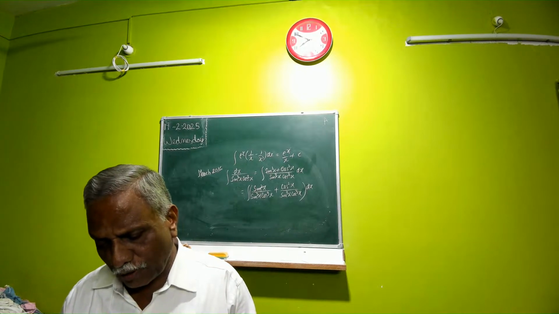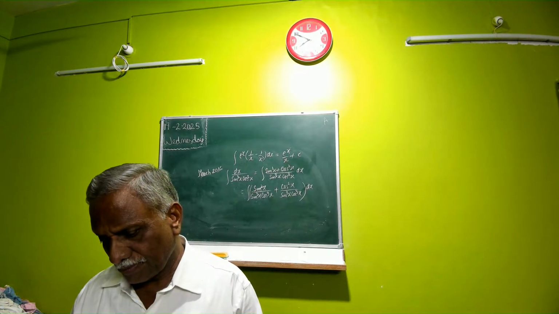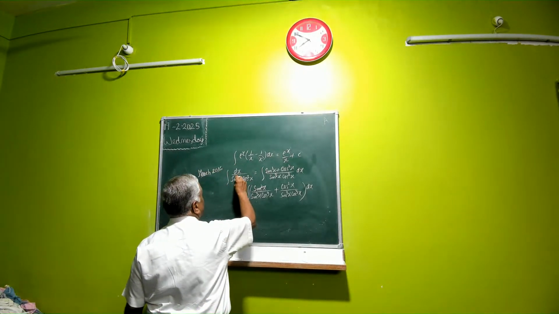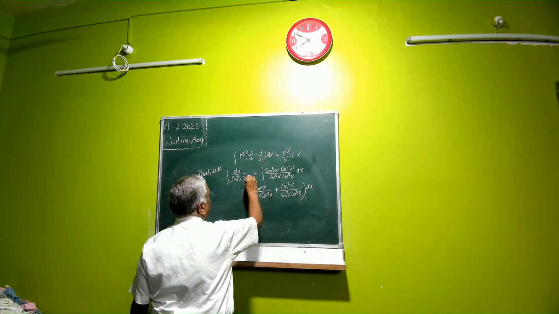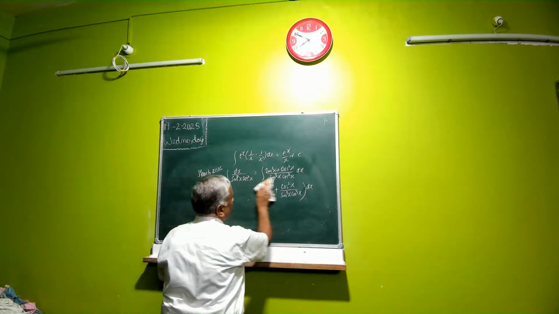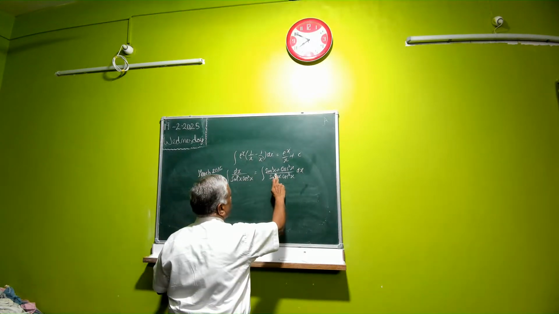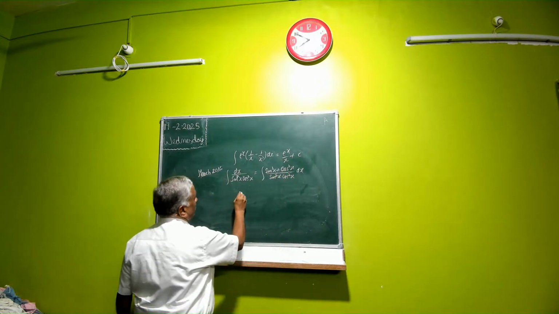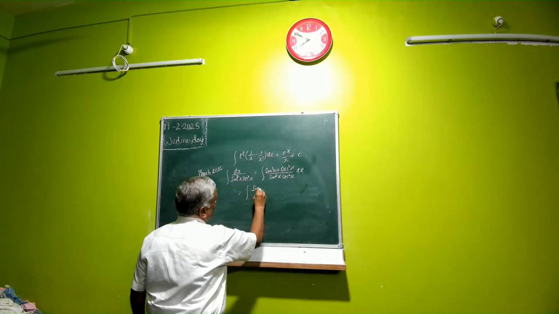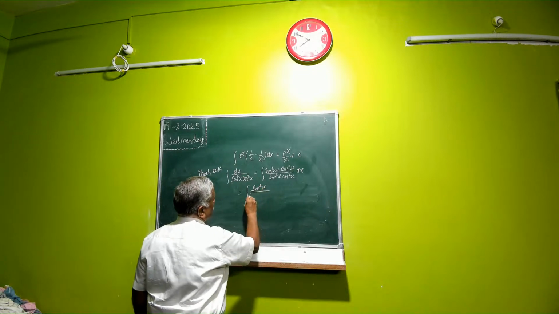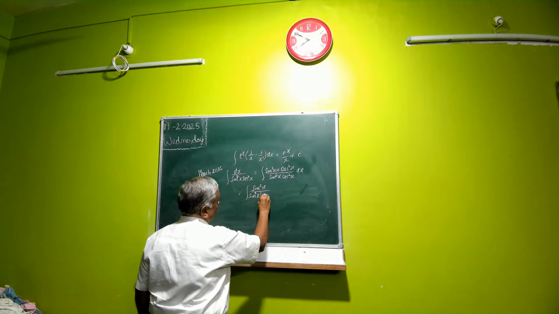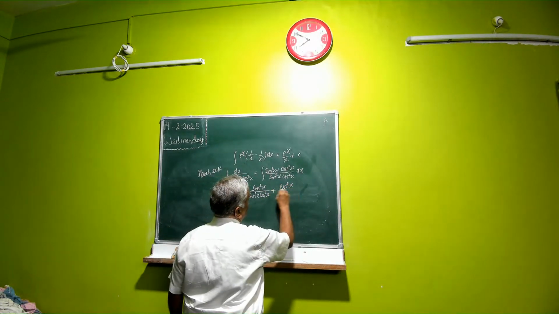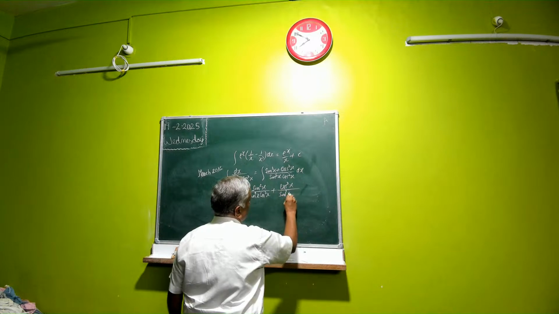The problem I have taken it wrong. It is not sin cube x cos cube x. It is sin square x cos square x. Please make a correction. I have copied the problem wrong. Because if it is sin cube x, you can't work. Now separate it. Sin square x over sin square x into cos square x plus cos square x over sin square x into cos square x.